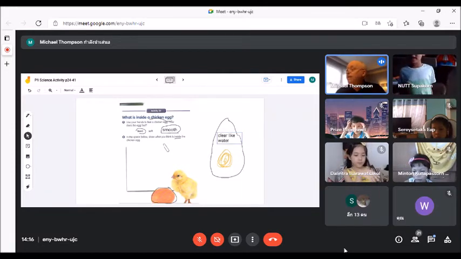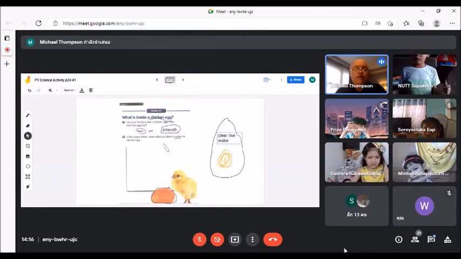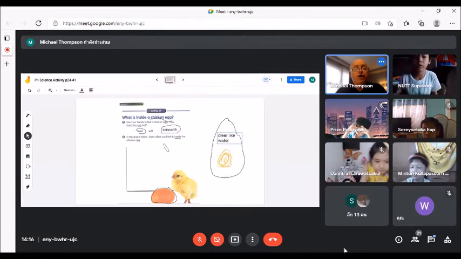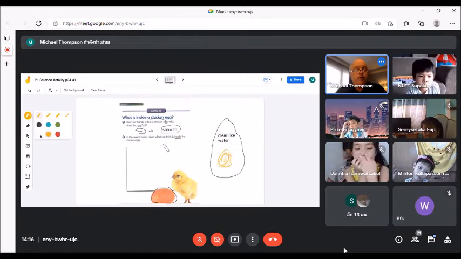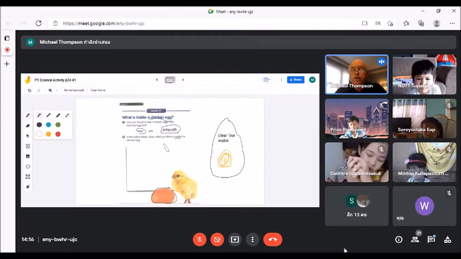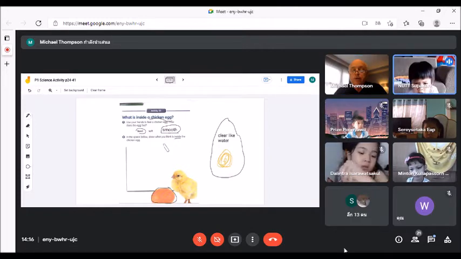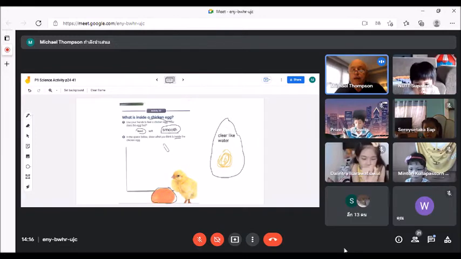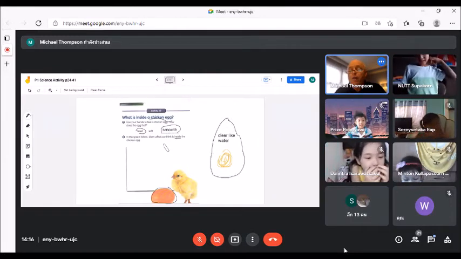I don't have any. I have a pencil, but if I could, I would use the color white, which I do have, but it doesn't really work. So this is like the color white, but it doesn't show up. Well, if you see here, I got some white in there, right? So I'm going to put clear like water.